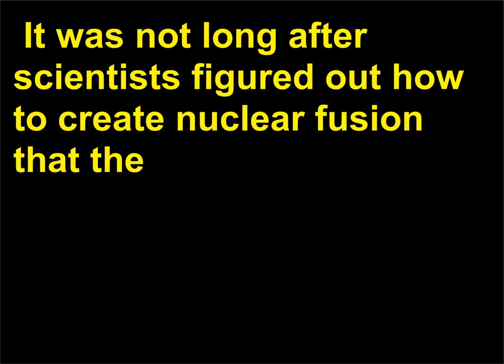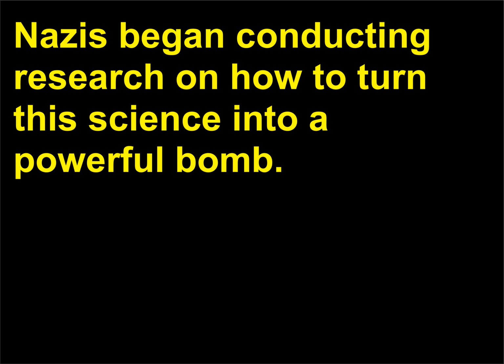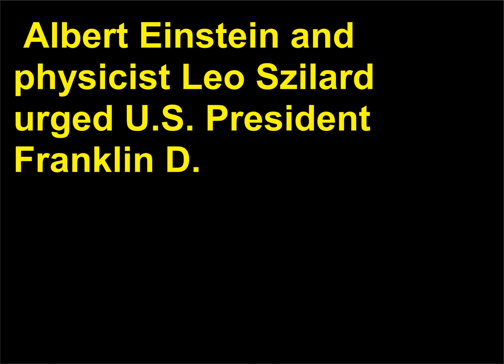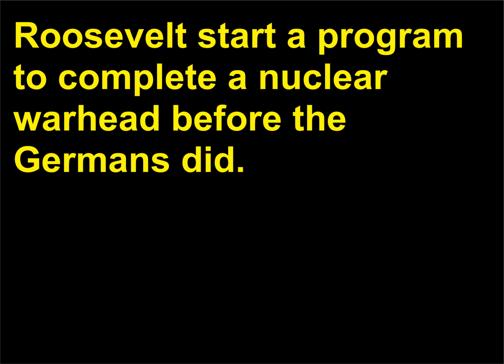It was not long after scientists figured out how to create nuclear fission that the Nazis began conducting research on how to turn this science into a powerful bomb. Albert Einstein and physicist Leo Szilard urged U.S. President Franklin D. Roosevelt to start a program to complete a nuclear warhead before the Germans did.